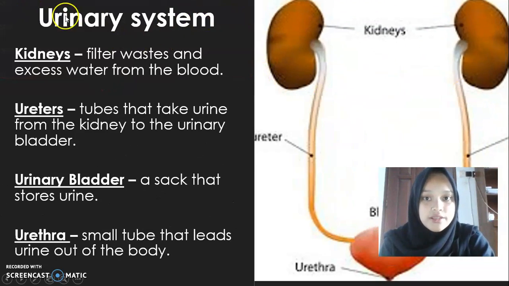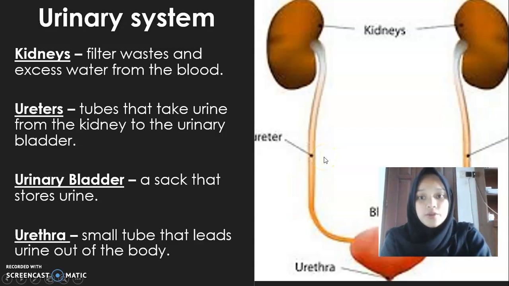This is the urinary system. The first is the kidneys. The kidneys filter waste and excess water from the blood. The second is the ureters. This is the ureters. Ureters are tubes that take urine from the kidney to the urinary bladder.